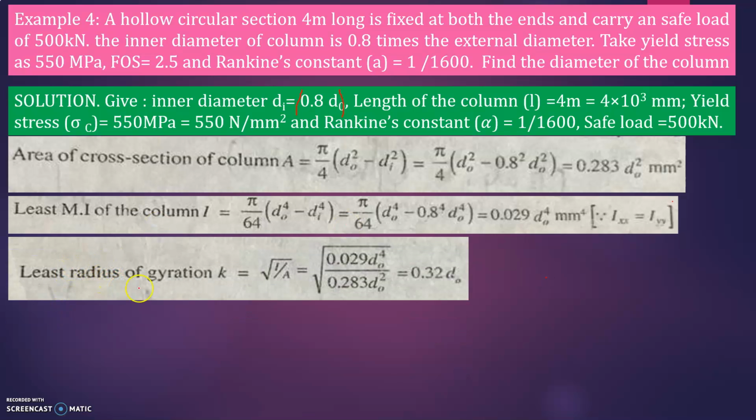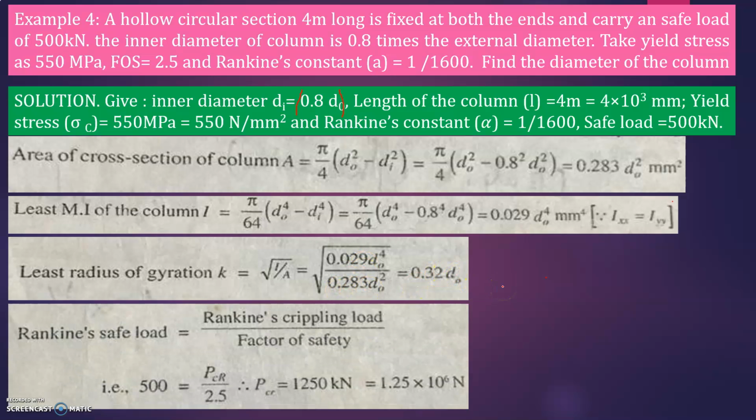Next, let us calculate the least radius of gyration, that is k, equal to square root of I divided by A. What is I? Substitute: I is equal to 0.029 d naught raised to power 4 divided by 0.283 d naught square. Simplify this: d naught to the power 4 divided by d naught square becomes d naught square. When you take the square root, it becomes d naught. And simplifying 0.029 divided by 0.283, you get k equal to 0.32 d naught.